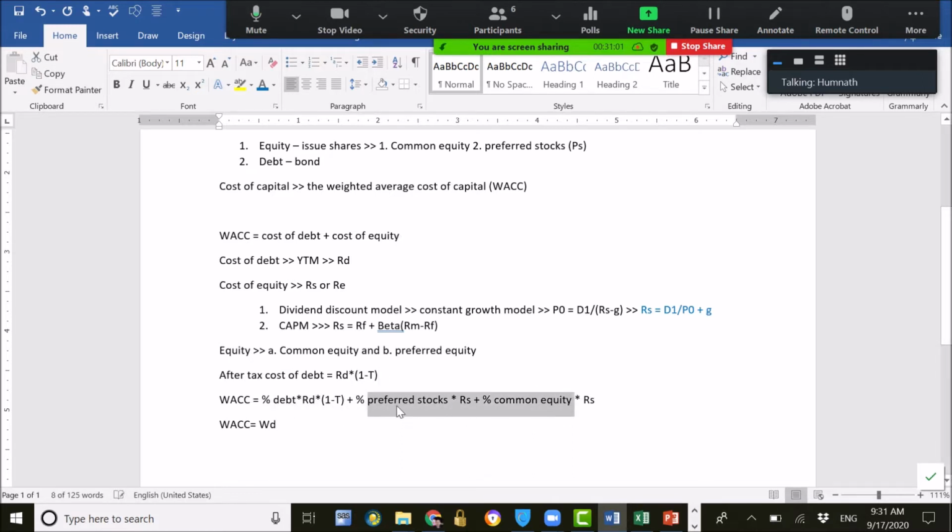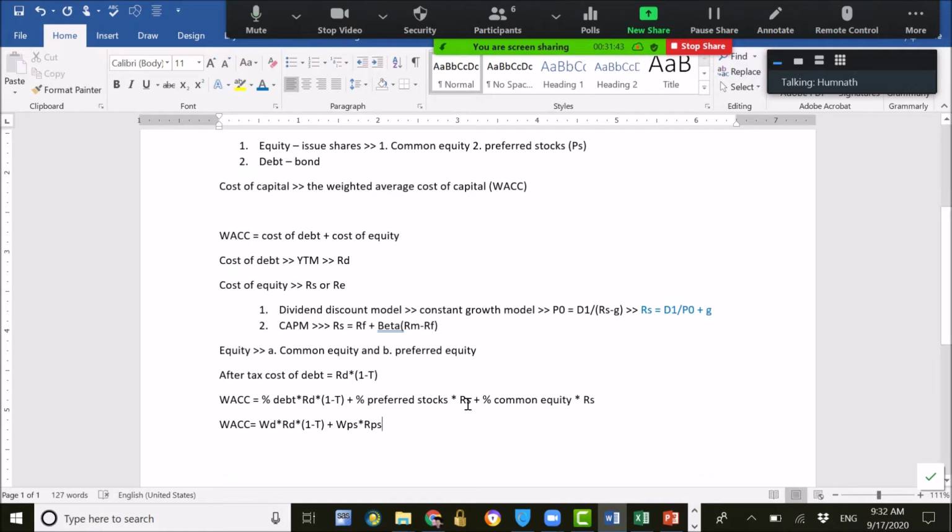In equity, you could have preferred stock and common stock. Not all companies have preferred stock. Okay, so I'm going to call WD, which is weighted percentage debt, times RD, which is cost of debt, times 1 minus tax rate. Okay, this is the first part. The second part, if your company has preferred stock, I'm going to call WPS, weight for the preferred stock, times now cost of preferred stock.